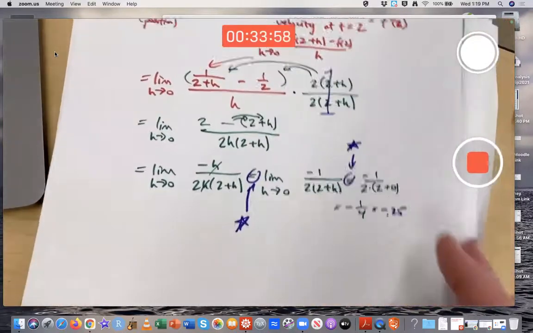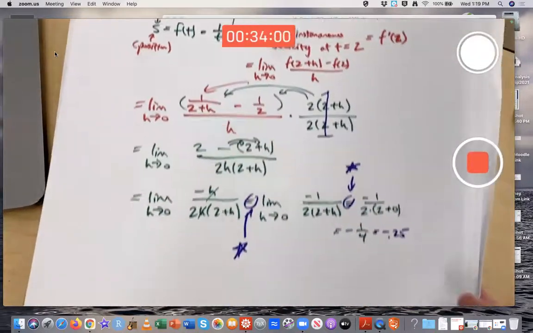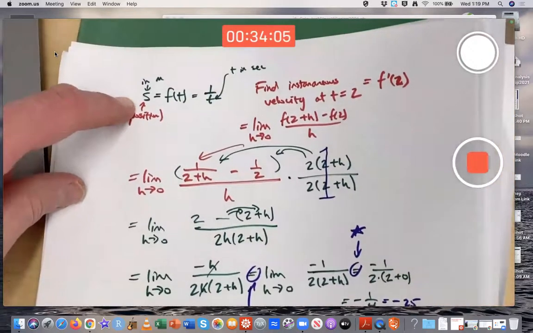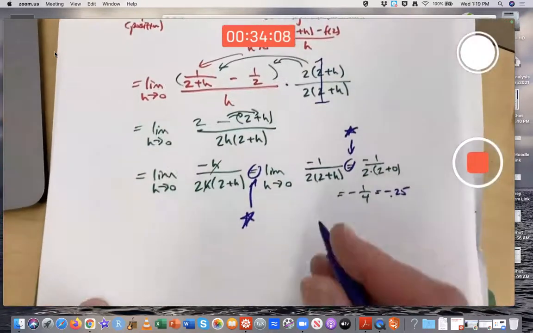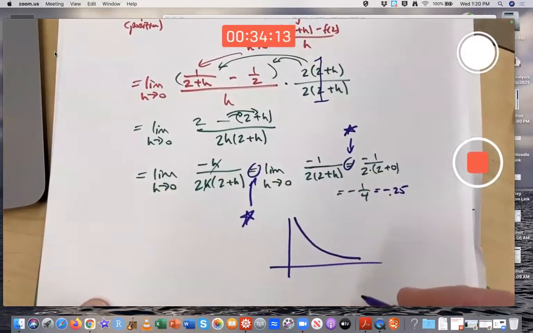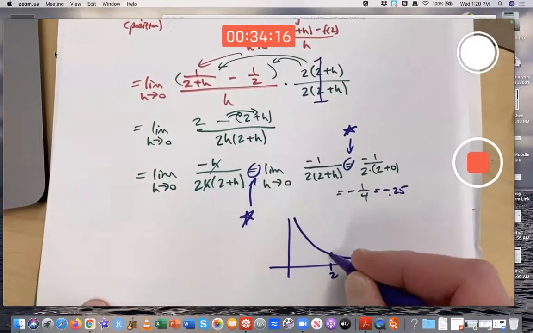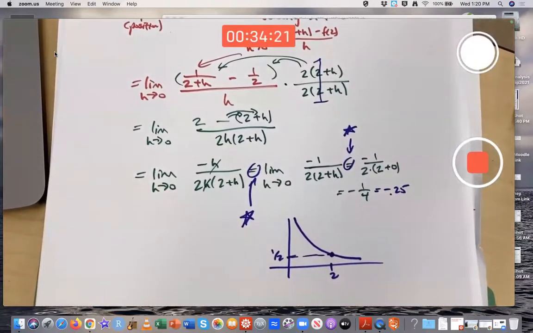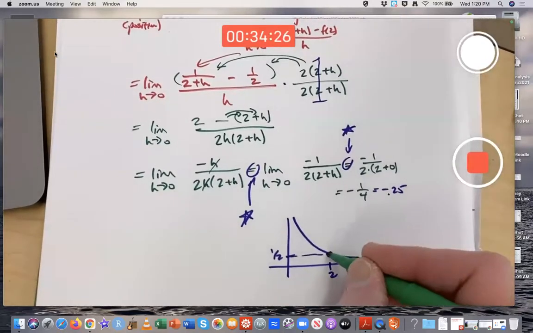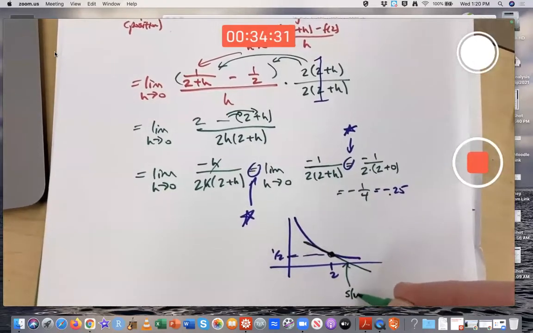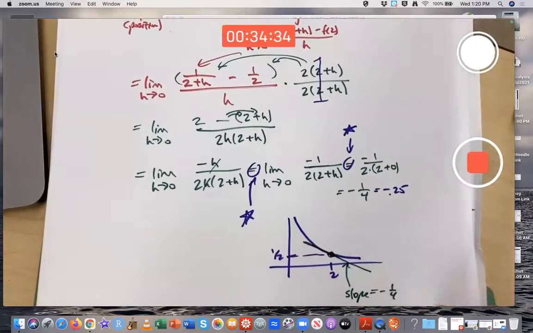We found that the instantaneous velocity at t equals 2 is negative. S is decreasing, going down in value. The graph is decreasing. And at 2, the value here is 1/2. Function is 1 over t. 1/2 is 1 over 2. The slope of the tangent is this negative 1/4. Slope equals negative 1/4.